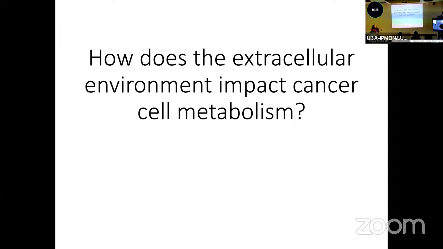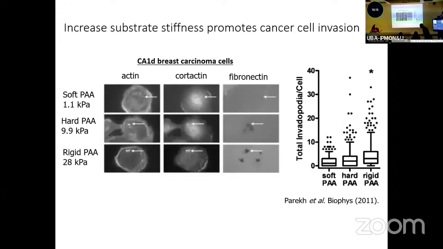So how does the extracellular environment impact cancer cell metabolism? We went back to some old papers where they showed that if you grow breast cancer carcinoma cells on different stiff materials, this is PAA, and essentially the rigidity increases, what you could see is that these little spots here start to appear. These are invadopodia that start to dig into the matrix. So what we're showing here is that the stiffening of the environment promotes the cutting of the material.